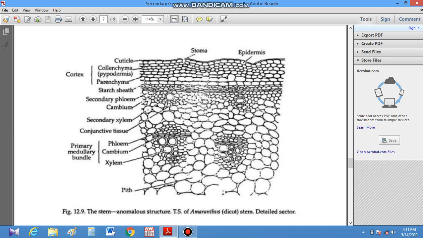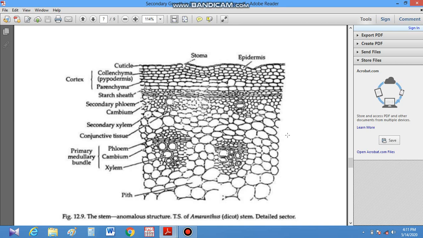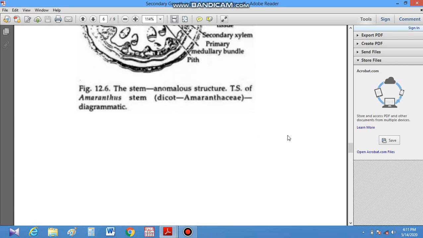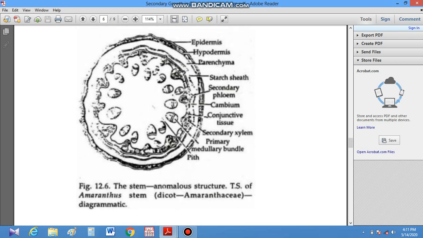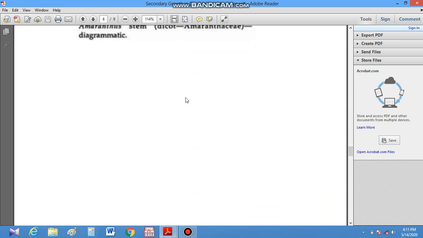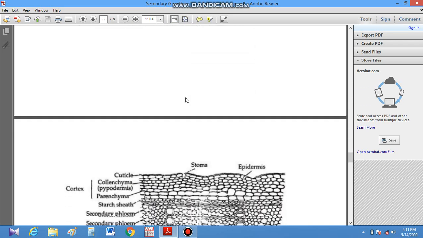We can see here this is a secondary xylem, and there is a primary medullary bundle which is composed of phloem, cambium, xylem. There are lots of primary bundles and they are arranged in rings. So we can identify this stem by the presence of medullary bundles in a ring and the presence of conjunctive tissue in which secondary phloem is embedded. These features are also due to abnormal cambium behavior and its position.